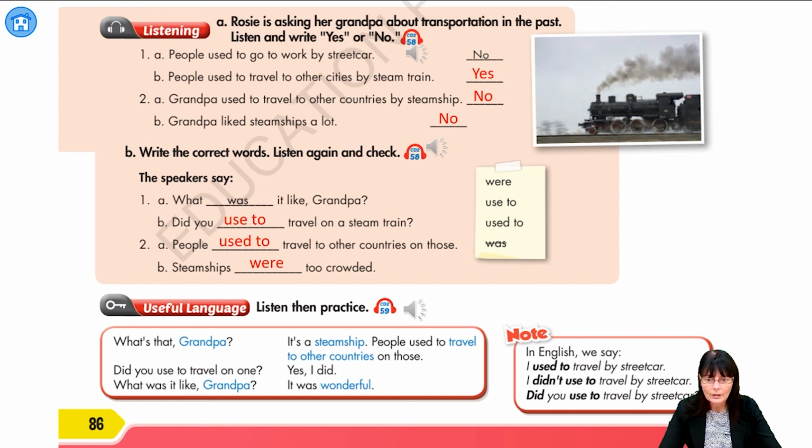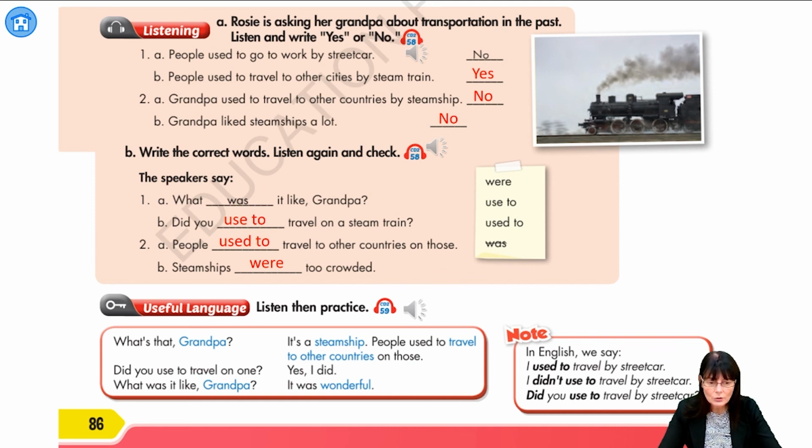Okay. Alright, the next part is just, again, we'll go through the useful language. So just listen to me and repeat. Okay, what's that, Grandpa? It's a steamship. People used to travel to other countries on those. Did you used to travel on one? Yes, I did. What was it like, Grandpa? It was wonderful.